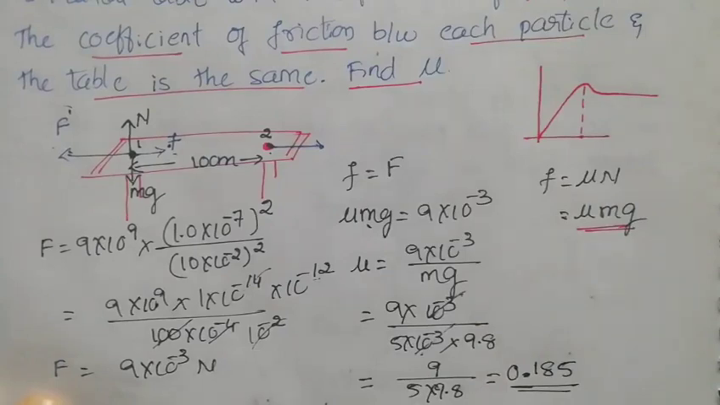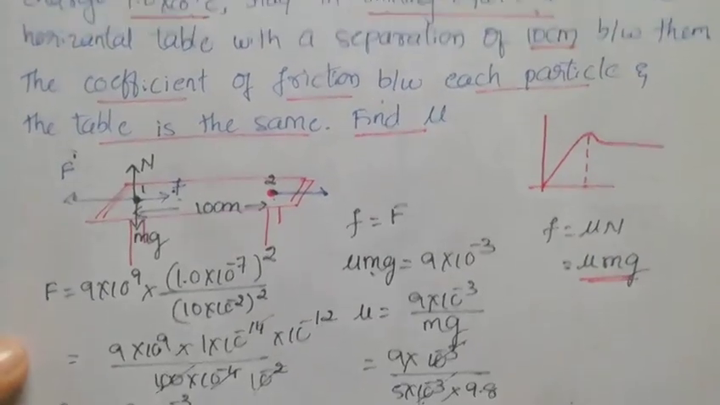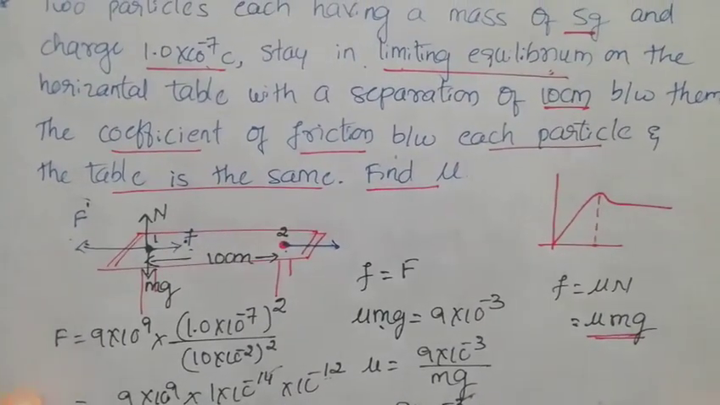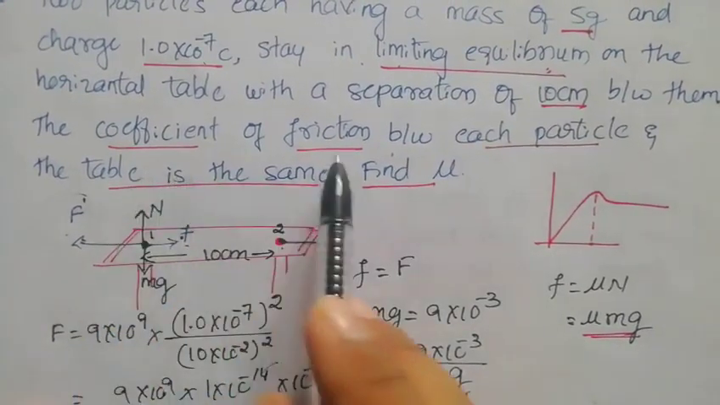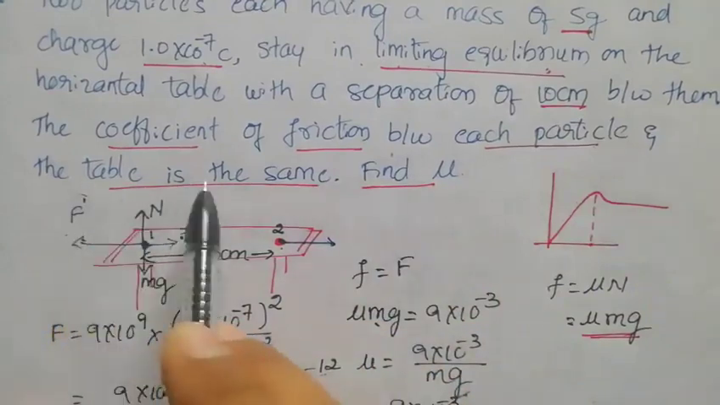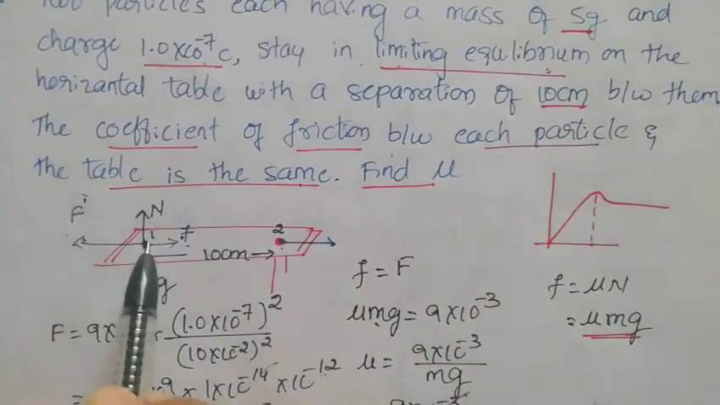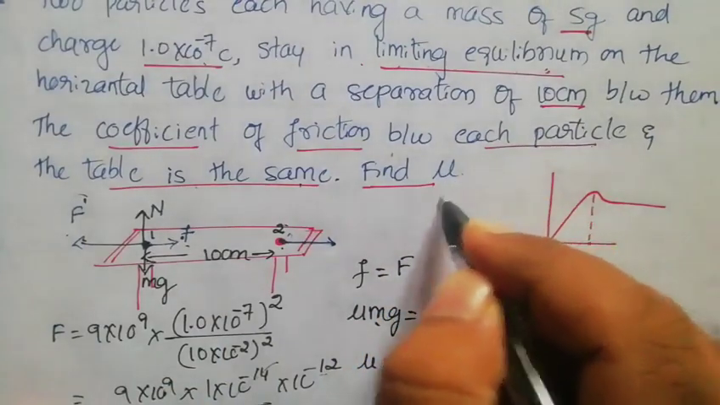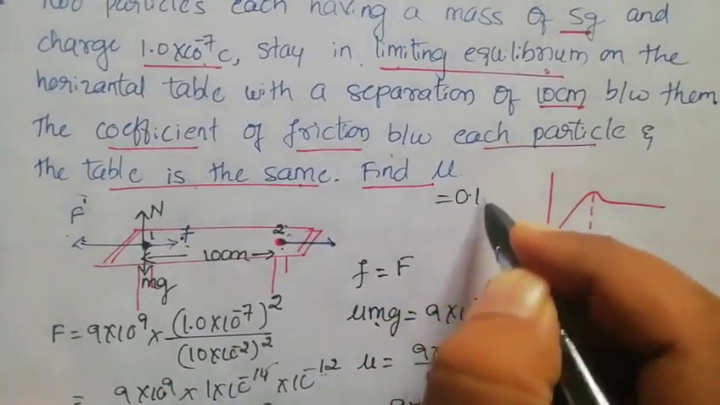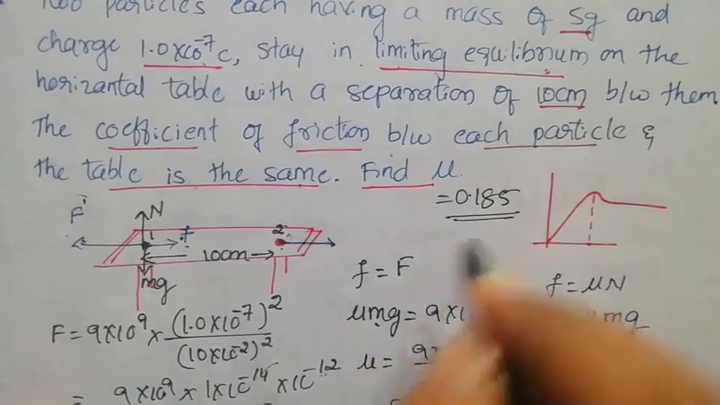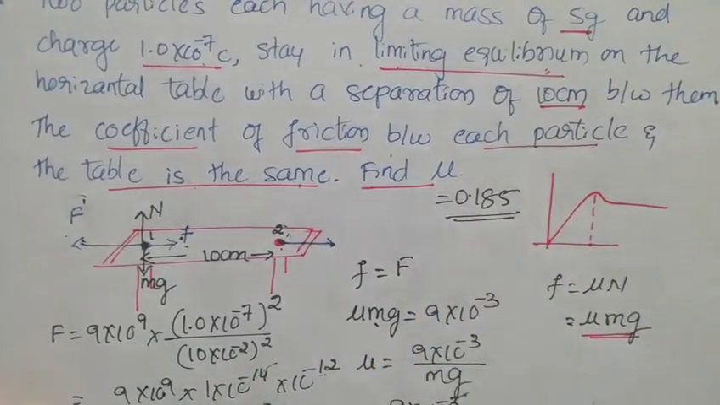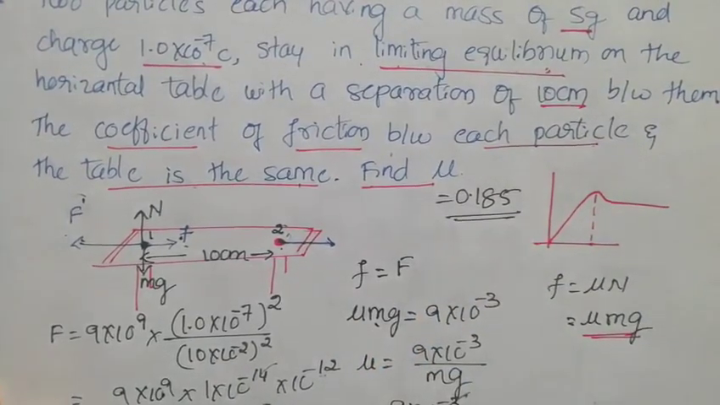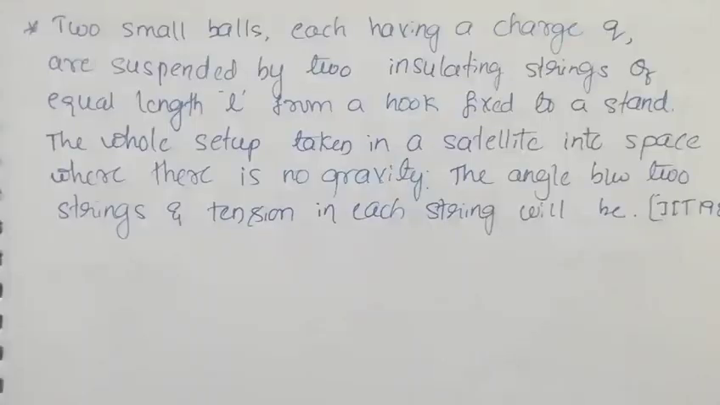Look at the question once again. The coefficient of friction between each particle and the table is the same, so here and here also it is the same. So finally we get the mu value as 0.185. That is the coefficient of friction between the table and the charge. Okay, move on to the next question.